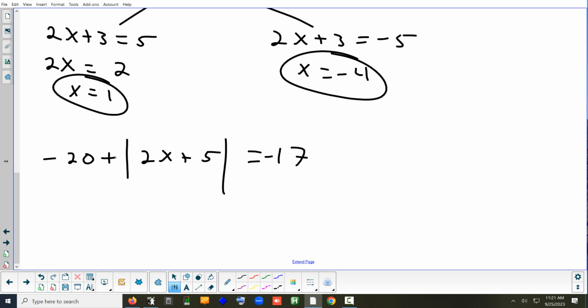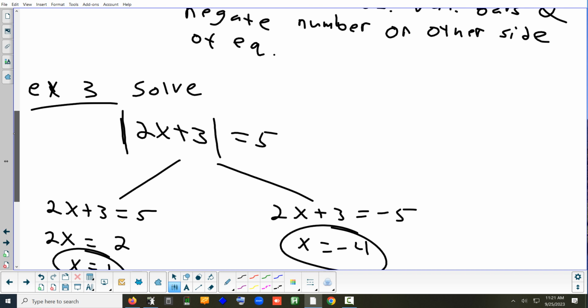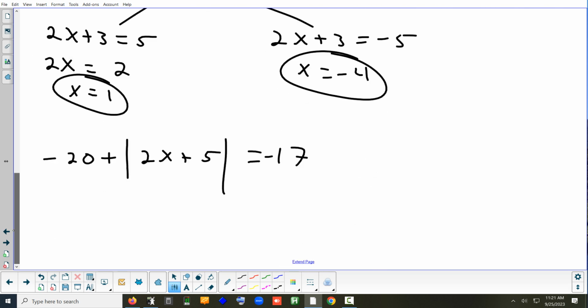So the first thing you do is add 20 to both sides, and then that gets rid of that negative with the 17. But if it was still a negative number after doing it, it would still be no solution. Right. If the absolute value is equal to a negative number and it's isolated, then there's no solution. Yep. Any questions on that one?